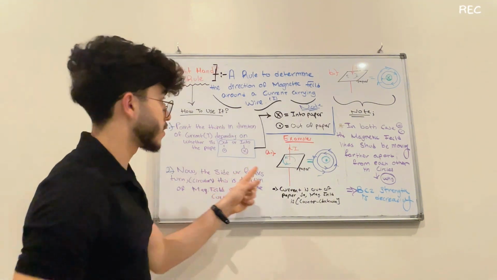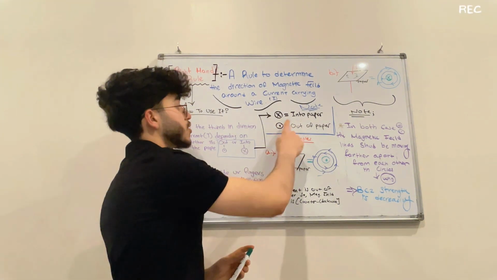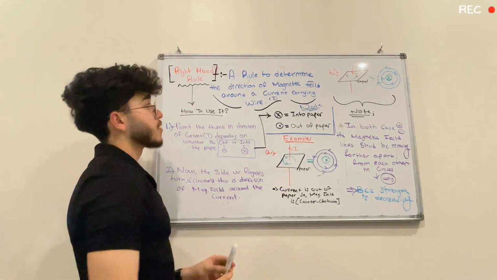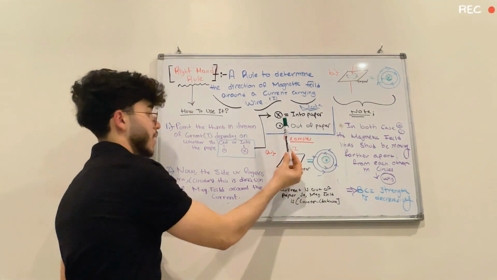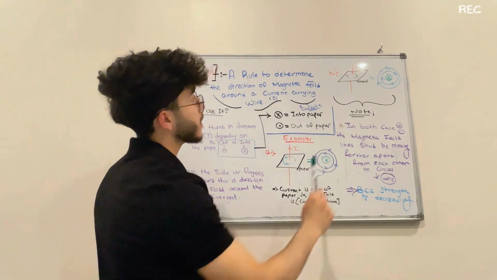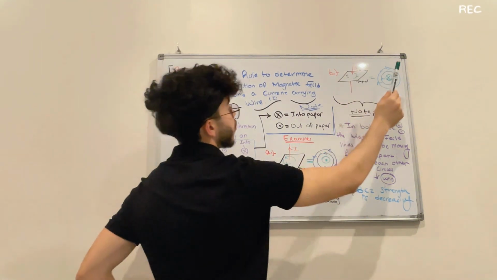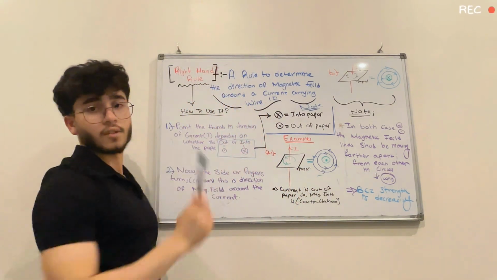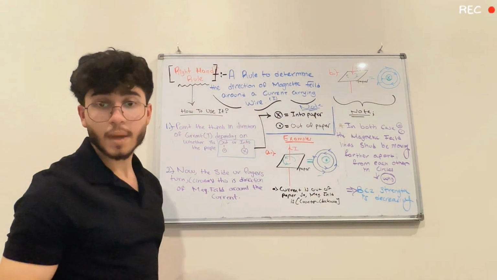What does this mean? Let's come here. Into the paper is represented by X. They could say that the current is going out of the paper like this. Look, out the paper. So we will represent it by an O. If the current is going into the paper like this, we will represent it as an X, okay? So, thumb points in the direction of current, depending on whether it is into the paper or out of the paper.